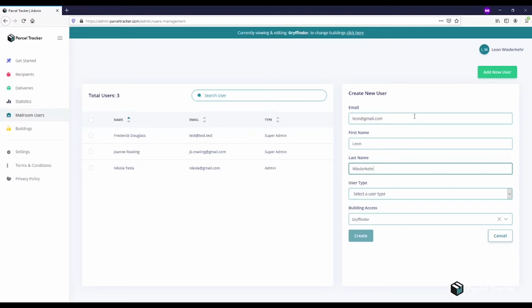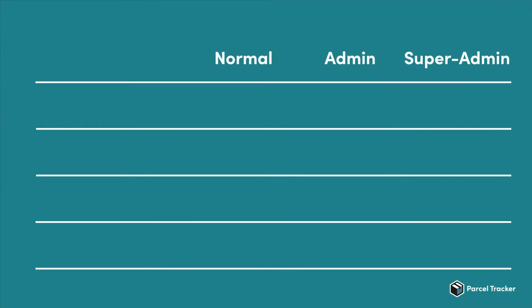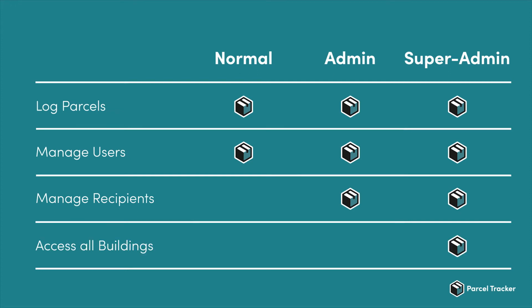Next, you can specify the user type. There are three types: Normal, Admin, and Super Admin. All user types can log parcels in and out and create and edit users with at least their permission level. Admins and Super Admins can create and edit recipients, while Super Admins have access to all buildings.